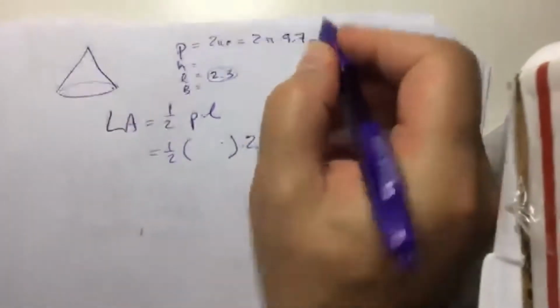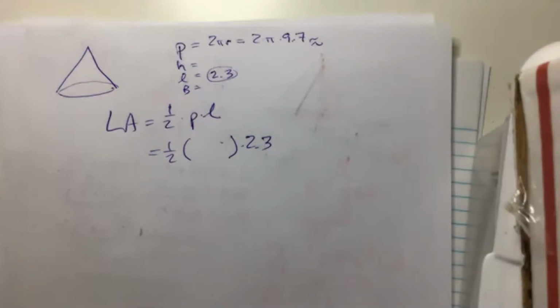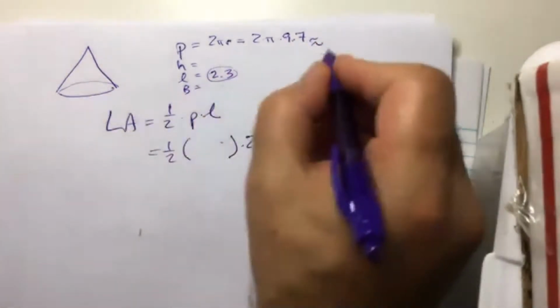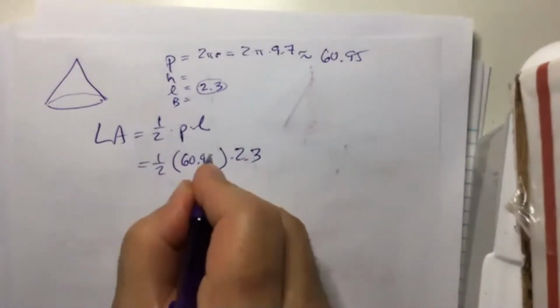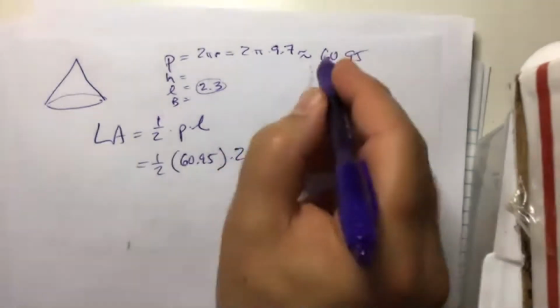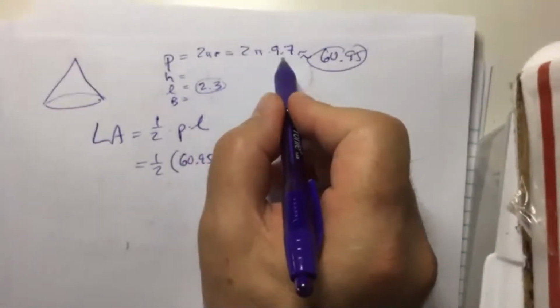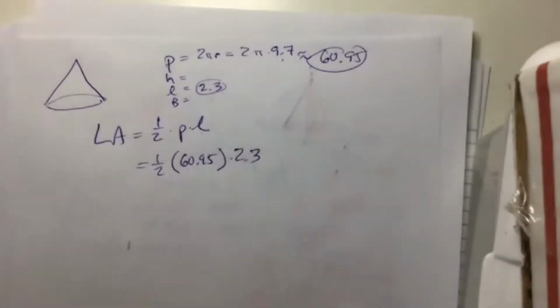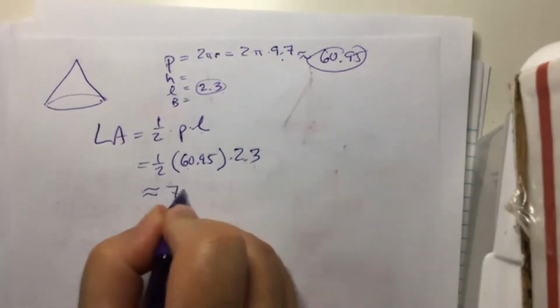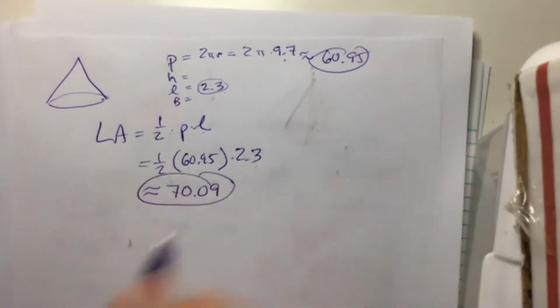Let's figure out what this looks like approximately. 2 times pi times 9.7, 60.95. So I calculated my P by doing 2 pi r. I was given my L, and I just plugged those in to find the lateral area. When you're done, share your screen with me, please.